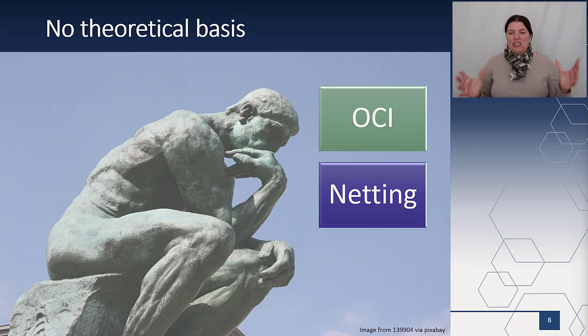They assume that there's some theoretical basis for the standards that they write. They actually explicitly stated, which I think is bold, that there is no theoretical basis for the concept of OCI or for netting. So they basically said there's no rationale besides the fact that prior standards have created this thing called OCI.